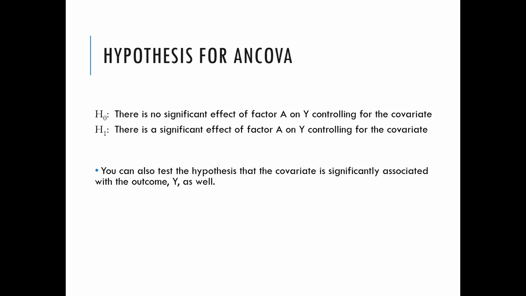And then just like with the ANOVA, we can also test the hypothesis that the covariate is significantly associated with the outcome. So it would just be analogous to saying that we're looking at the main effect of factor B. Okay, in this case, it's continuous and we're just referring to it as a covariate. And then we can also look at the interaction between those two.